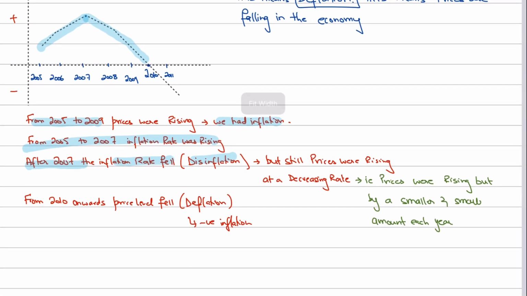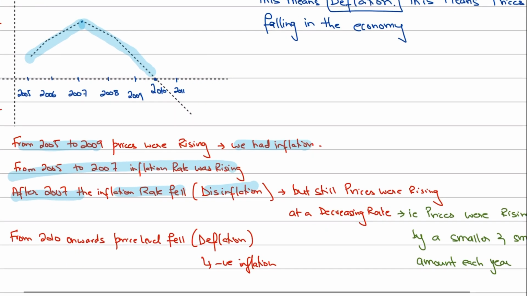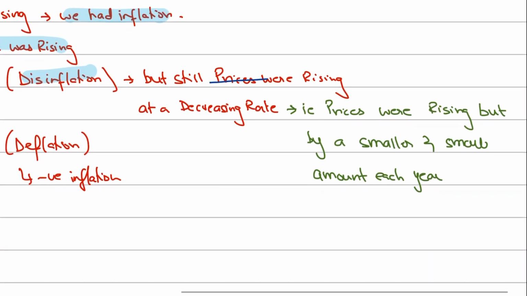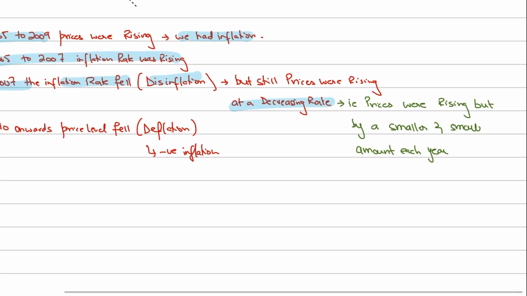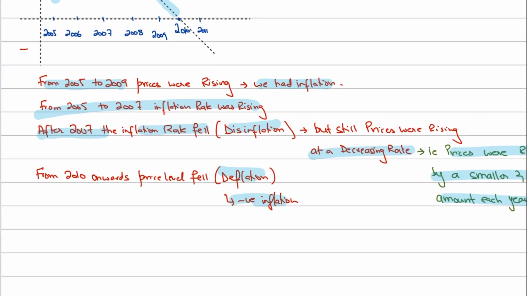There was disinflation, but still remember that it doesn't mean that the prices were falling. Don't think that this decline is representing a fall in prices. This was very important for you guys to know, right? So still the prices were rising, but they were rising at a decreasing rate. It's fine if they're rising at a decreasing rate, still they are rising. So still we have inflation. That is, prices were rising by a smaller and smaller amount each year, right? But from 2010 onwards, we had deflation. So deflation is always negative inflation. So you need to know that.